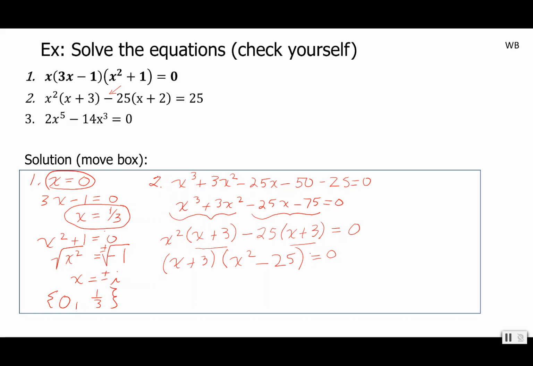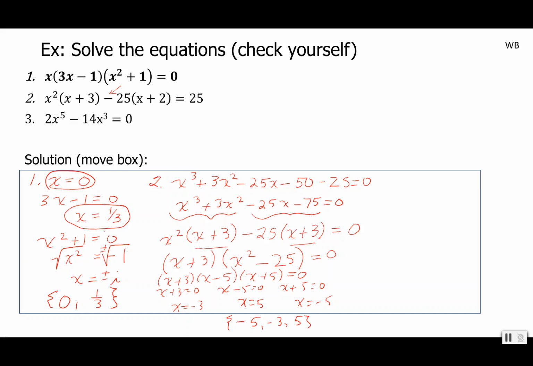Now you have a choice. You can set each factor equal to 0 as is, or if you know how to continue to factor, you can. So here we have x plus 3 times x minus 5 times x plus 5 equals 0. Setting this first term equal to 0, we get x is equal to negative 3. Setting the next one equal to 0, we get x is equal to 5. And setting the last one equal to 0, we get x is equal to negative 5, which gives us three solutions, negative 5, negative 3, and 5.